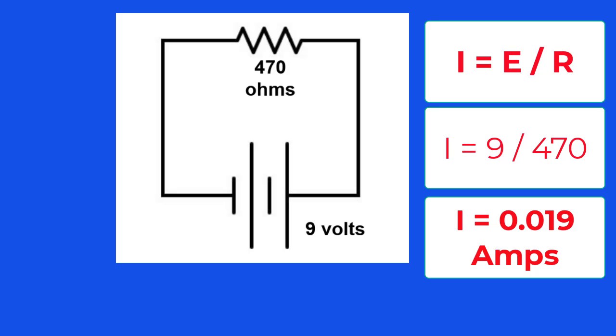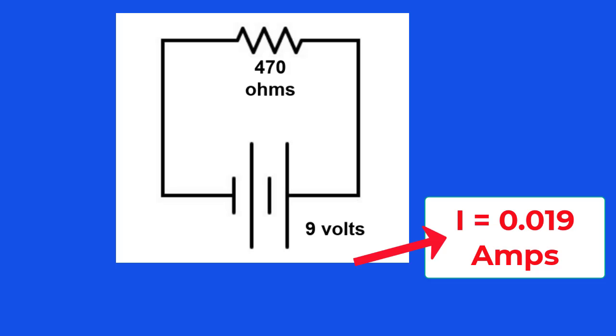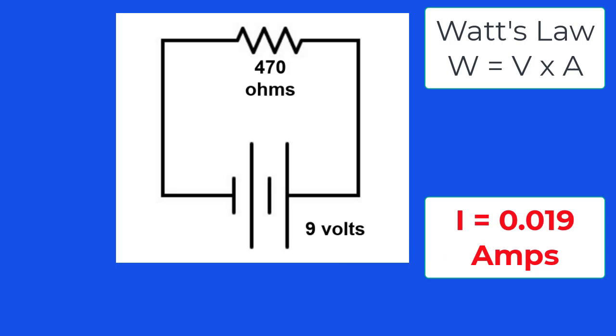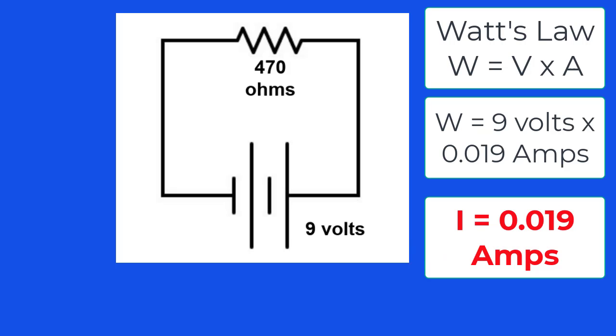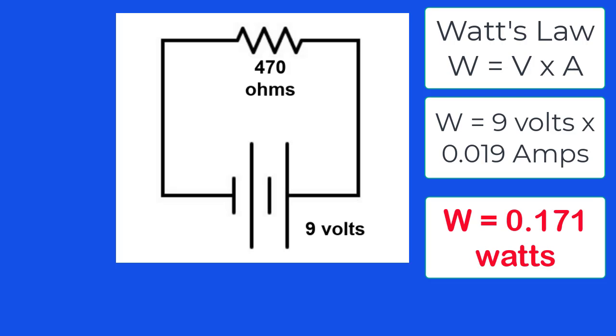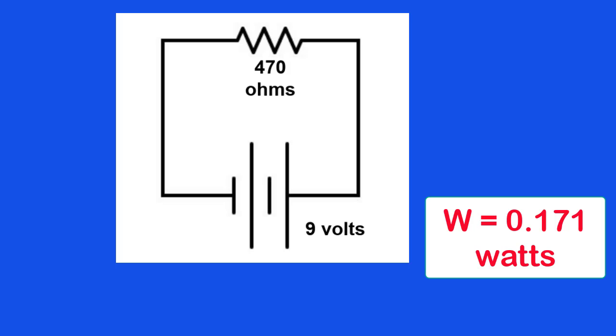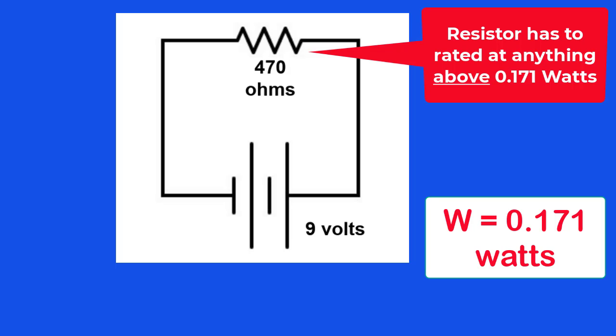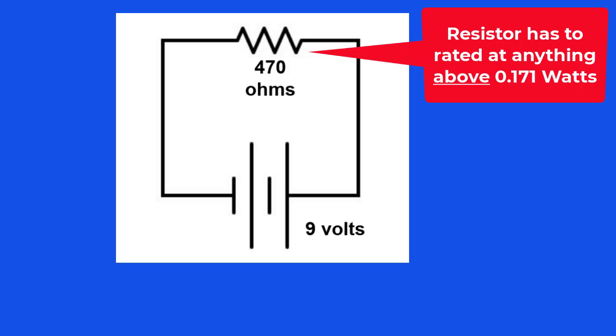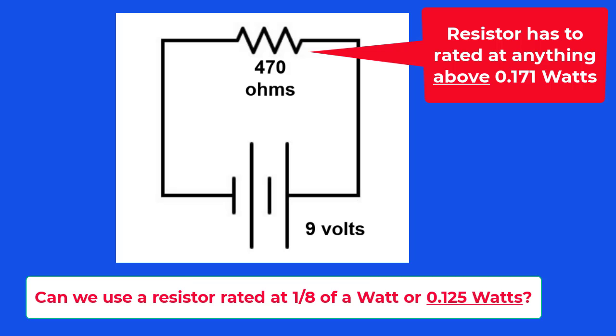I equals 0.019 amps. Then, using Watt's law, we get W equals volts times amps. W equals 9 times 0.019. Therefore, W equals 0.171 watts. So how many watts does the resistor have to be rated at? Answer, anything above 0.171 watts.